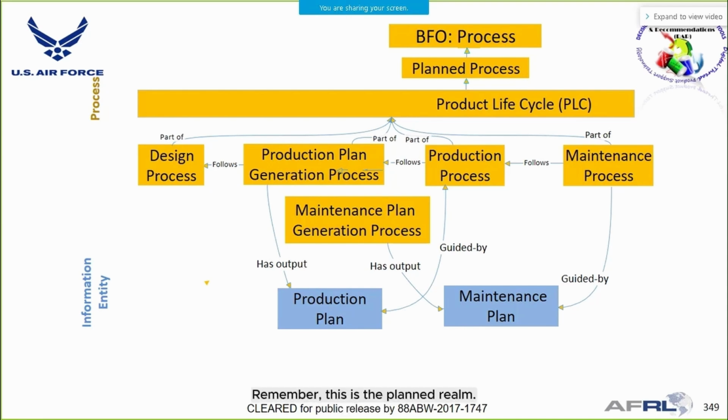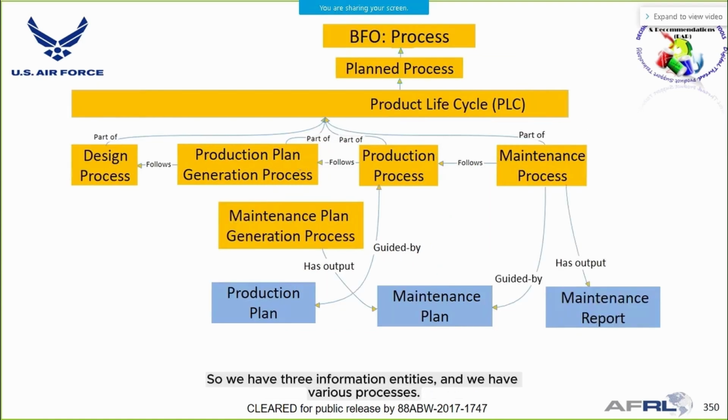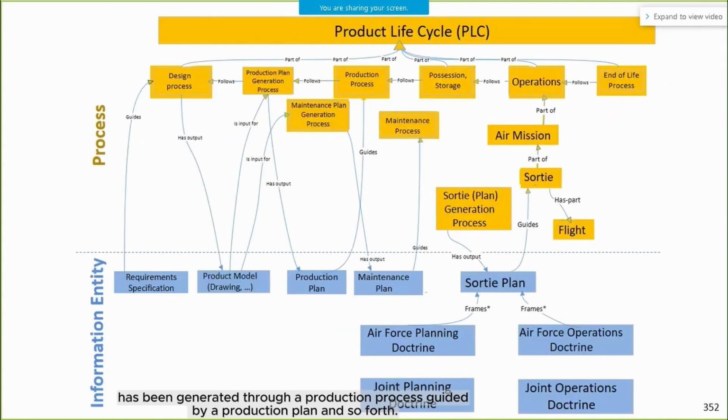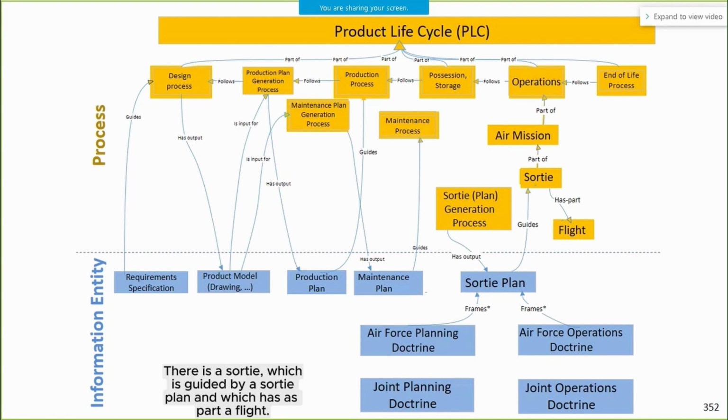Remember, this is the planned realm. This is the way things should be. So we have 3 information entities, and we have various processes. But now we have something which is an actual material entity, a product. An aircraft wing has been generated through a production process guided by a production plan and so forth. And now these are more documents. There is a sortie, which is guided by a sortie plan and which has as part a flight.